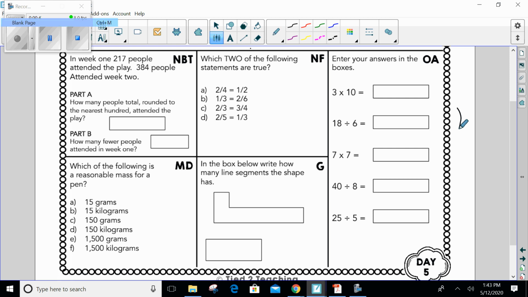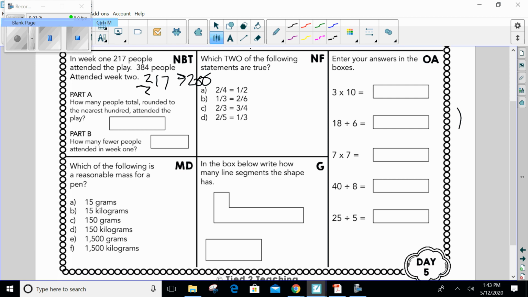So that means we are going to what? Total means we are going to add. So how many people total, rounded to the nearest 100, attended the play? So let's round to the nearest 100. 217 rounds to what? The nearest 100. Is it closer to 200 or is it closer to 300? It is closer to 200. Okay?